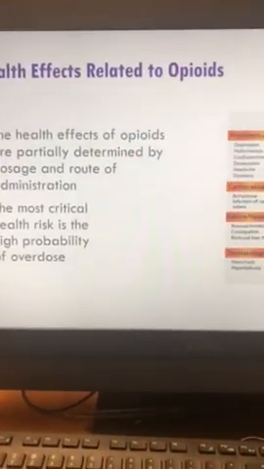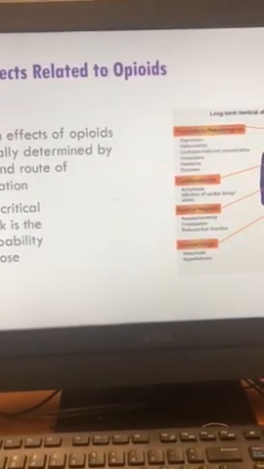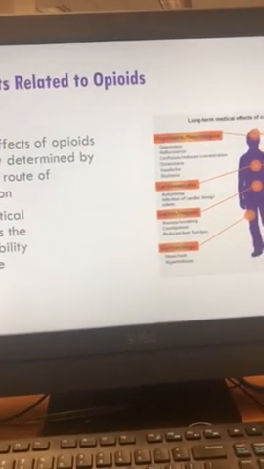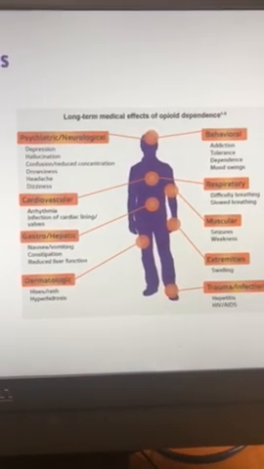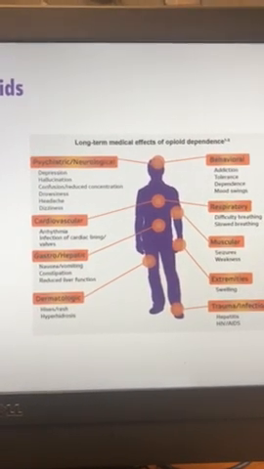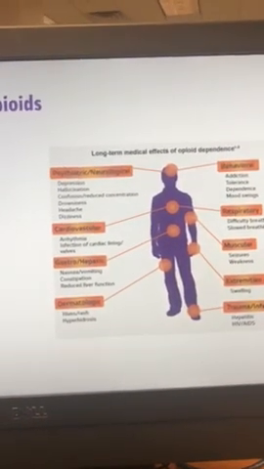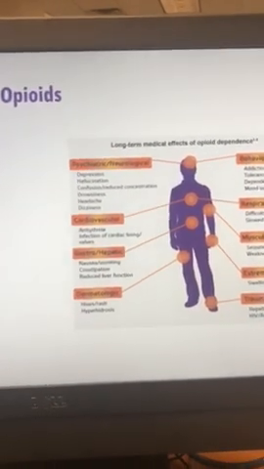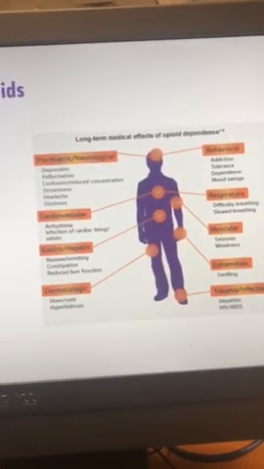Health effects related to opiates. The health effects of opiates are partially determined by dosage and route of administration. The most critical health risk is the high probability of overdose. As you can see in the chart here, it breaks down the psychiatric, neurological, behavioral, respiratory, cardiovascular, gastric, hepatic, muscular, extremities, trauma, infections, and dermatologic effects. You can experience outside-of-the-body symptoms of addiction.